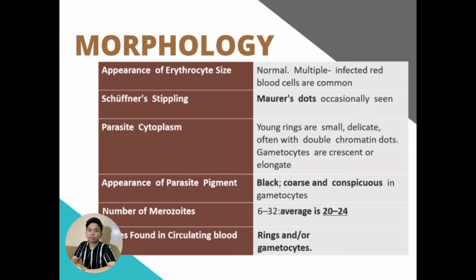For the appearance of the parasite pigments, it is usually black and appears to be coarse and conspicuous in the gametocytes. And the number of merozoites is usually 6 to 32 with an average of 20 to 24. Lastly, the ring form as well as the gametocytes can be seen in the circulating blood.